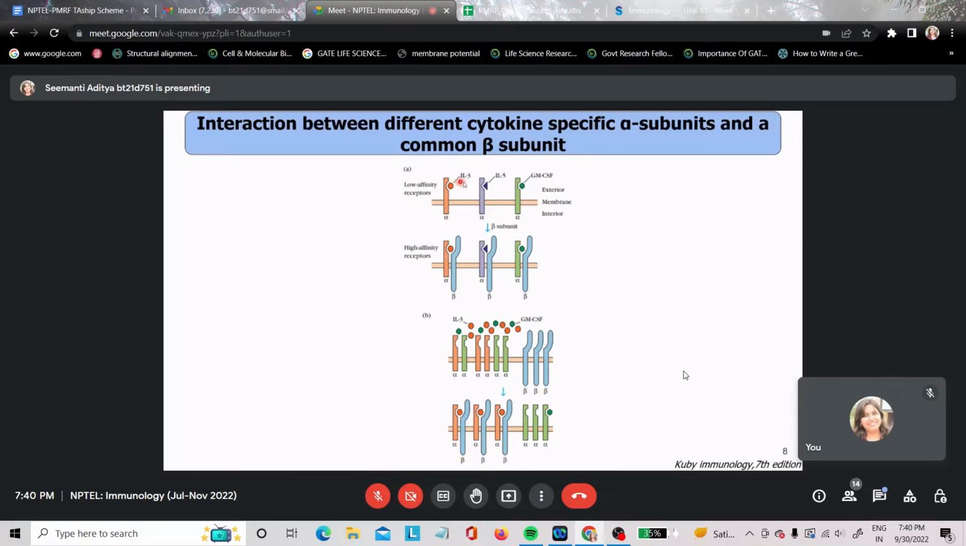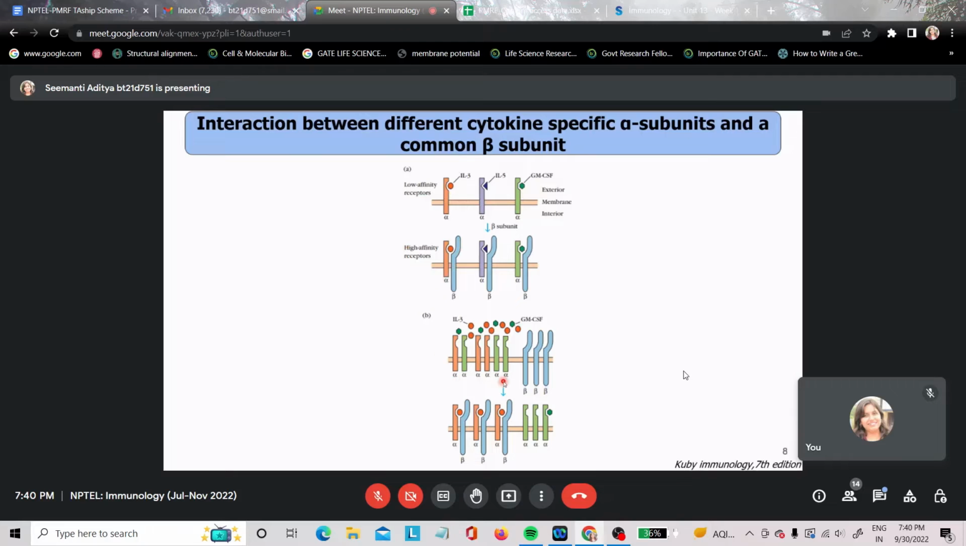So IL-3, IL-5 and GM-CSF will bind to their respective alpha subunits, and once they are bound, the beta subunit will come and bind to these different alpha subunits of the different interleukin and cytokine molecules. One single beta subunit can identify all three different alpha subunits, and they will form a high affinity receptor.